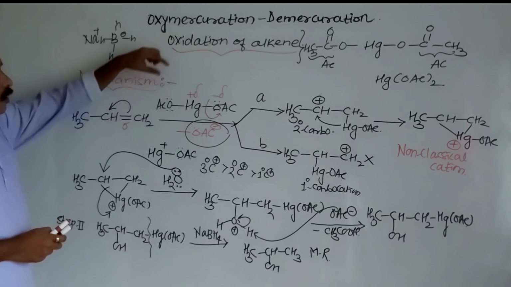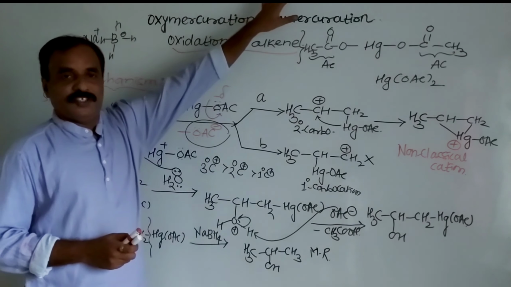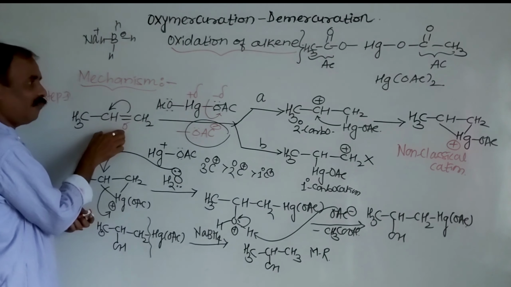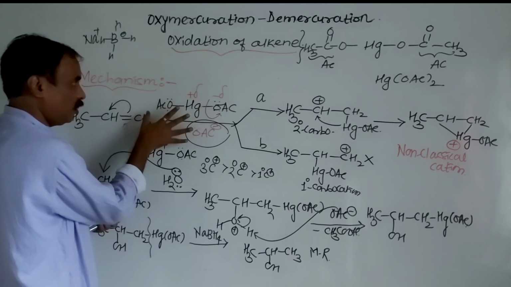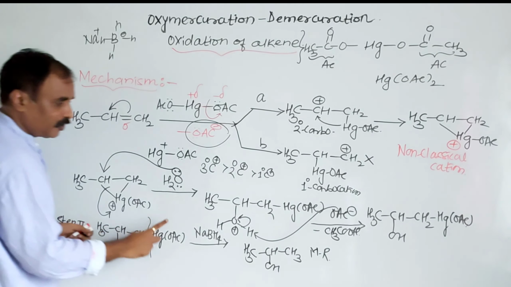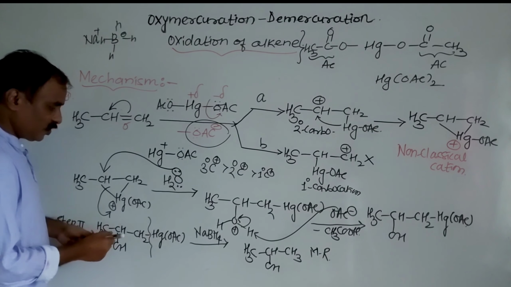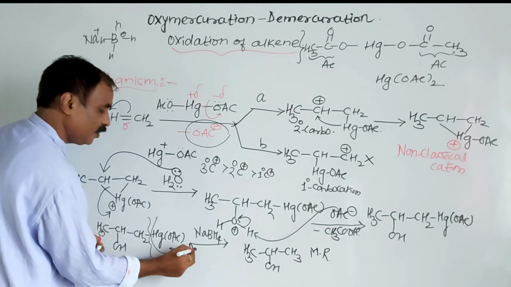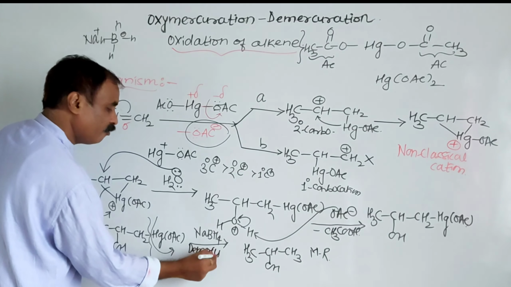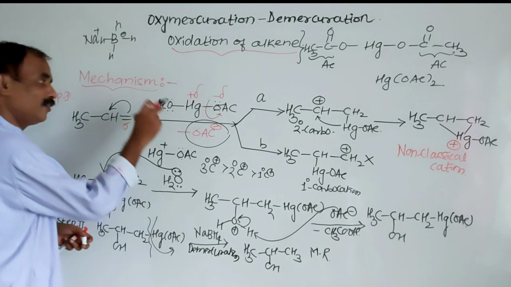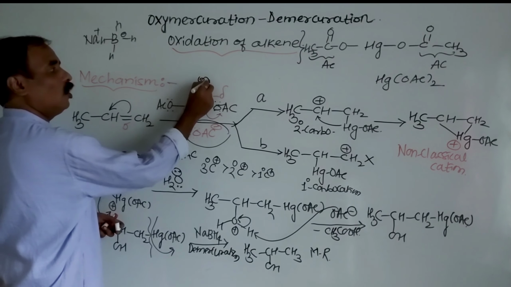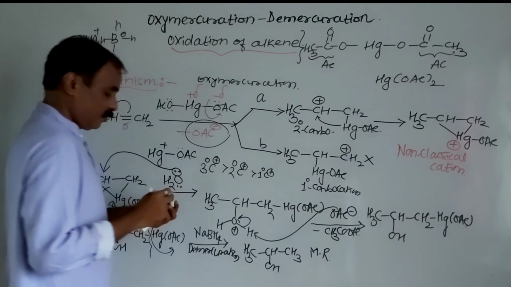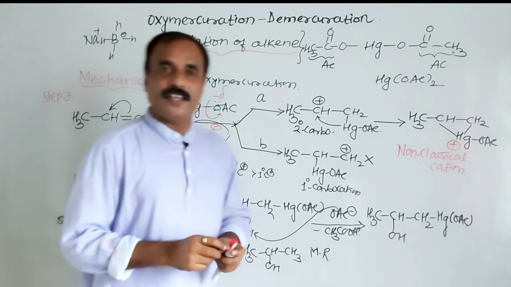So here, oxymercuration and demercuration. The step number 1 here is oxymercuration, addition of mercury to the alkene. And here it is demercuration, and here mercury is given out. So that is why this step is said to be demercuration. And the first step is said to be what? Oxymercuration. Isn't it? So the reaction is according to Markovnikov's rule in case of unsymmetrical alkene.